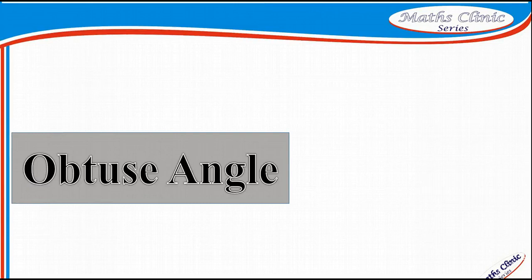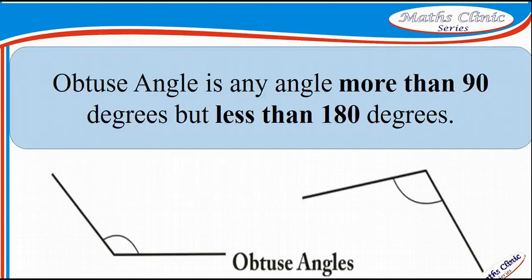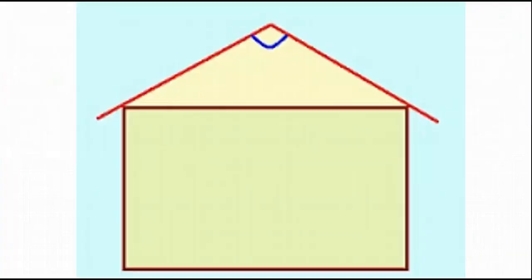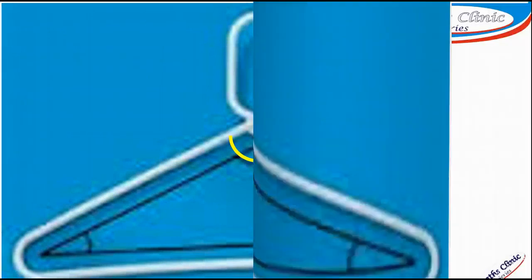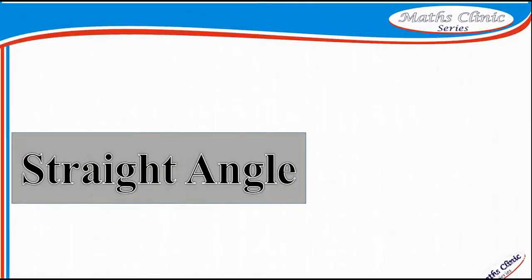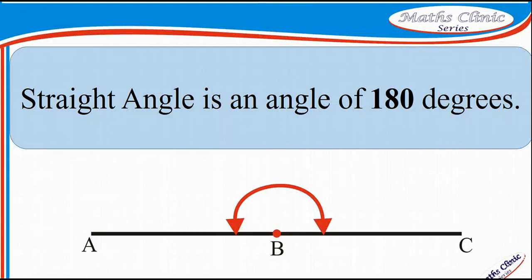Then we talk of obtuse angle. And the definition of obtuse angle is here. An example of obtuse angle. In real life situations, you can see it in so many places. Then we talk of straight angle. A straight angle is an angle of 180 degrees.